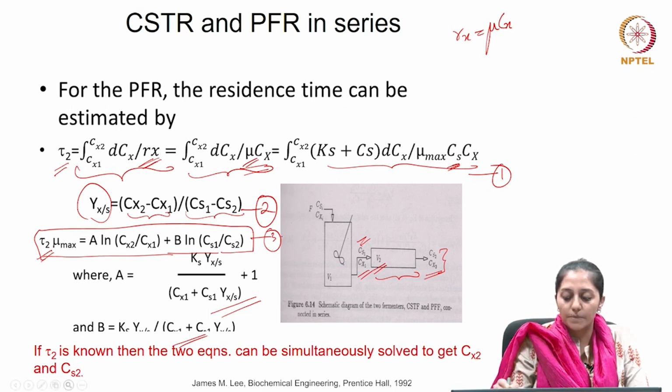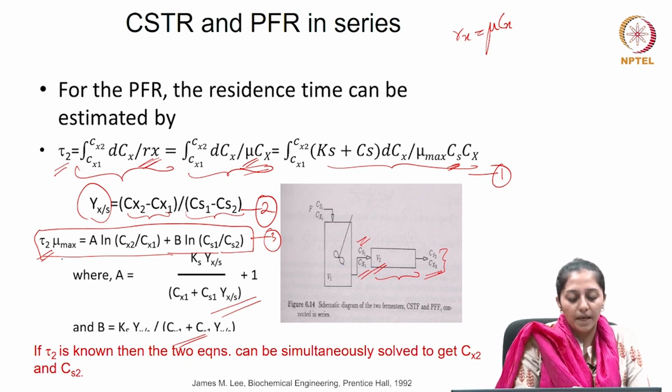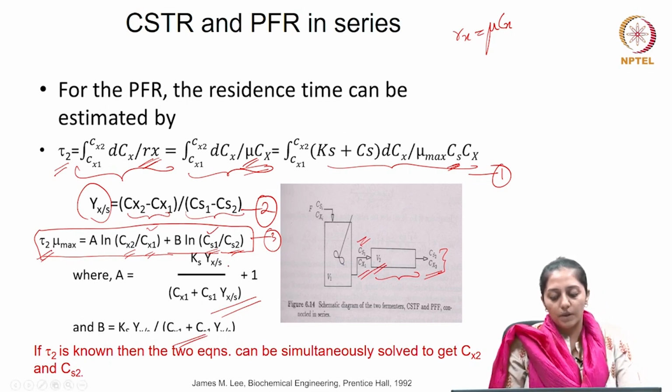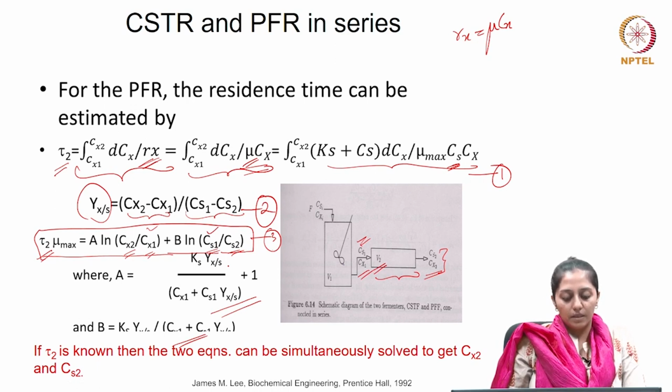Now, equation 3 has been obtained from equation 1. It is the same as the batch design equation. So, now there are two variables, CX2 and CX1, and CS1, CS2 are the substrate variables. Now, CS1 and CX1 are known. There are two variables which are unknown, CS2 and CX2, for which we will use equation 2 to substitute one in place of the other and then solve the two equations, equation 2 and 3, simultaneously.